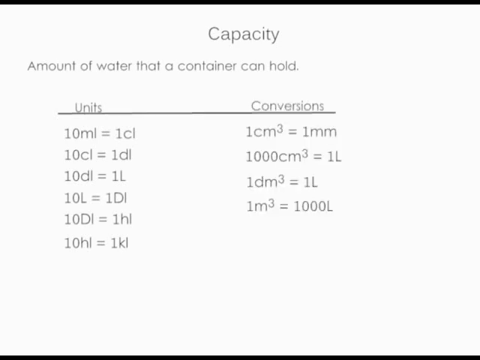A volume of 1 cubic centimeter will have a capacity of 1 milliliter. A volume of 1,000 cubic centimeters will have a capacity of 1 liter. A volume of 1 cubic decimeter will also have a capacity of 1 liter, and that is because 1 cubic decimeter is equal to 1,000 cubic centimeters. Lastly, a volume of 1 cubic meter will hold a capacity of 1,000 liters.